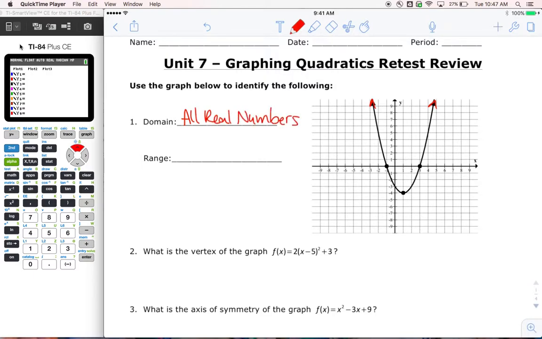The range, however, does not go up and down forever, right? We start here at this point and then go up. So we have a starting point. All the y's start down there where y is -4 and then they go up. So all the y's are -4 or higher. In other words, all the y's are -4 or greater. So we say all the y's are greater than or equal to -4. All right, that's it for number 1.